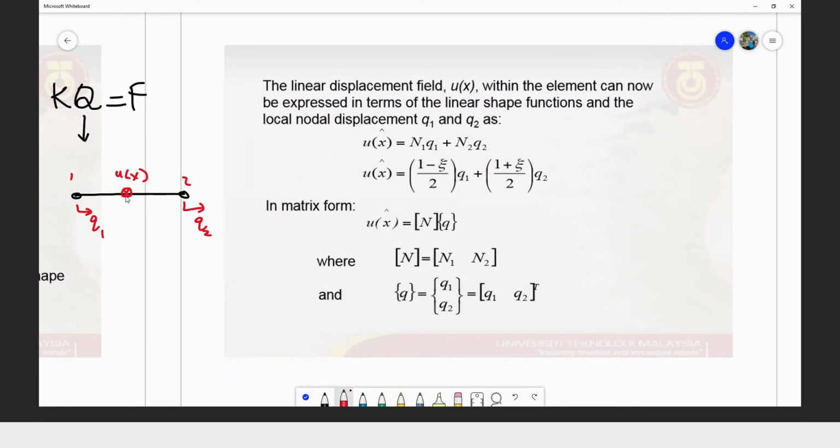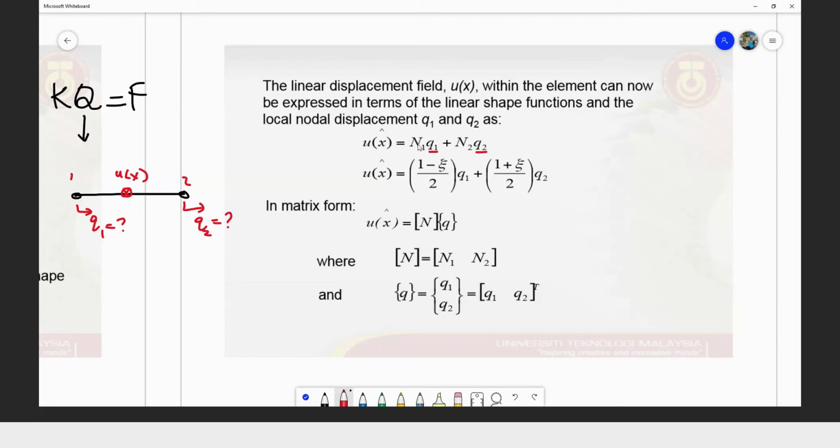So in order to obtain the displacement within the two nodal points, we can use this equation, which is given by u(x) equal to N1 Q1 plus N2 Q2, where the Q1 and Q2 must be solved first, which means dekat sini kita dah solvekan system of linear equation, dah dapat, kita dah tahu the value dekat sini, kita dah tahu the value dekat sini, then baru kita boleh solvekan dia punya field displacement dia. Baru kita boleh tahu apa yang berlaku di antara dua nodes ni.